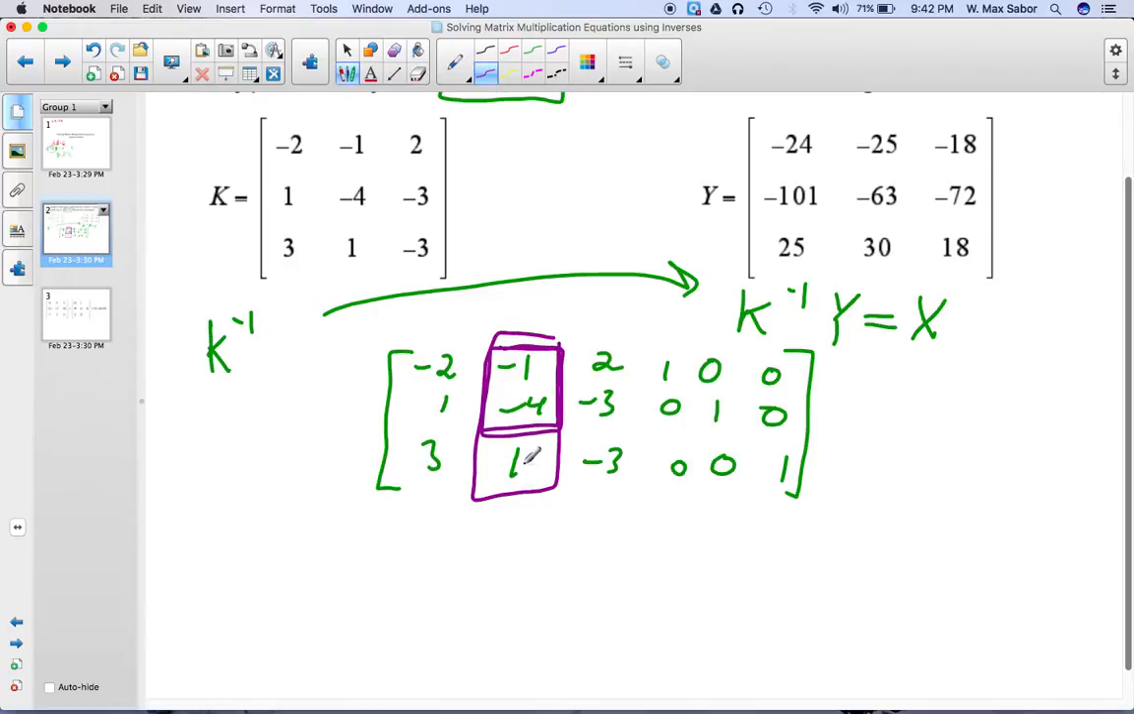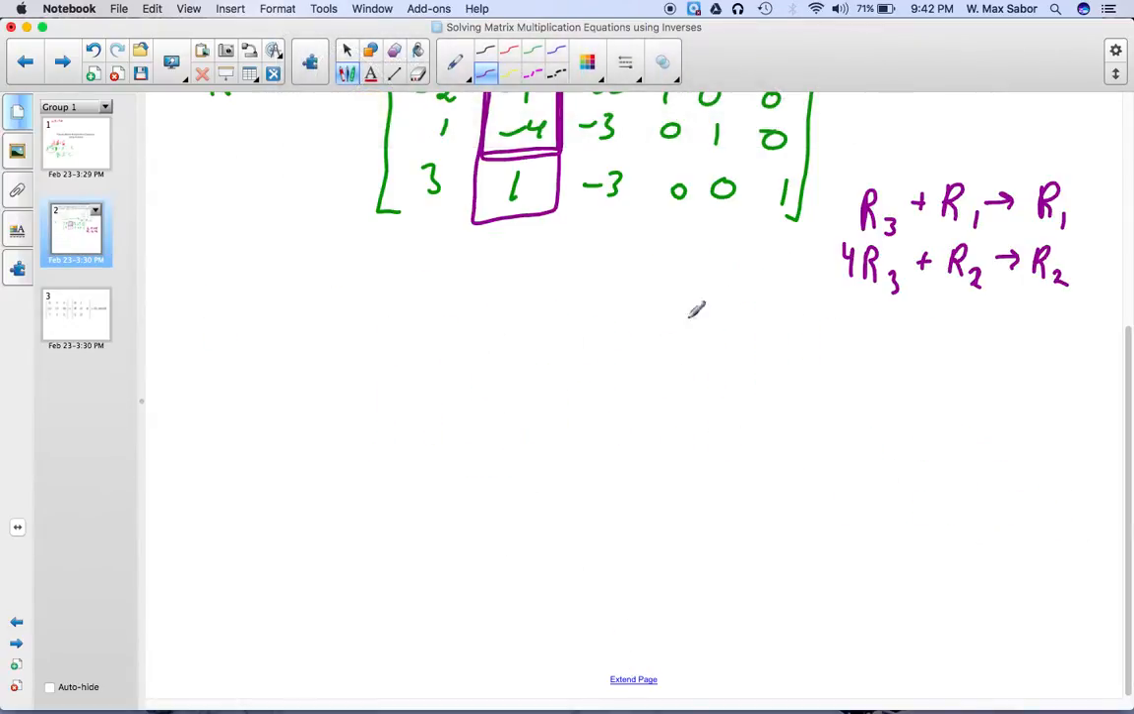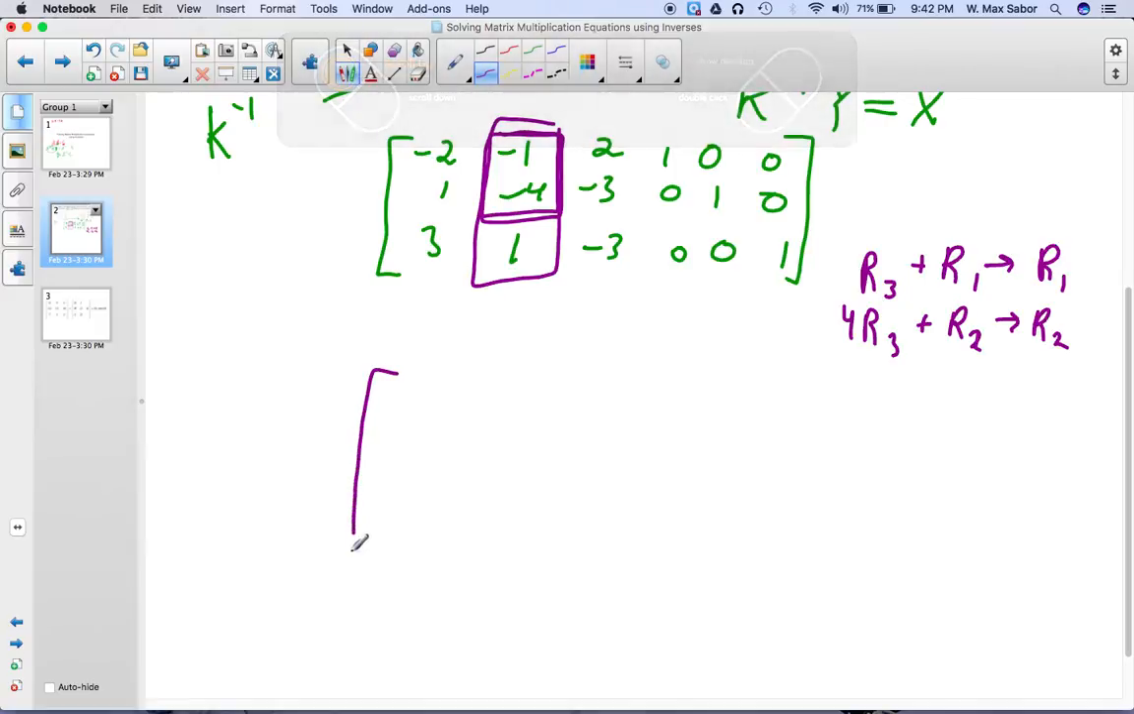If I take 1 plus negative 1, that'll give me 0. If I take 4 plus negative 4, that'll give me 0. So I'm going to add row 3 to row 1, because that'll give me 0 here. And I'm also going to add 4 times row 3 to row 2. The point of that is that this second column will turn into 0, 0, 1, and that's good for us.